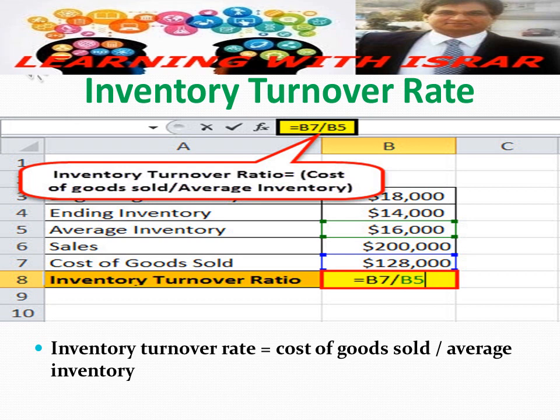So here is the example of the inventory turnover ratio which we have calculated: cost of goods sold is 128,000, and we have divided by the average inventory of 16,000, and we find out how many times we have turned around this inventory in one particular time period.